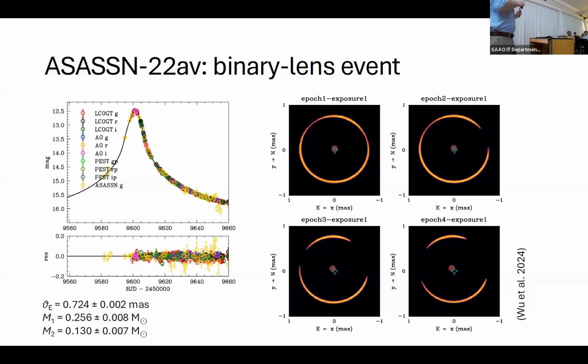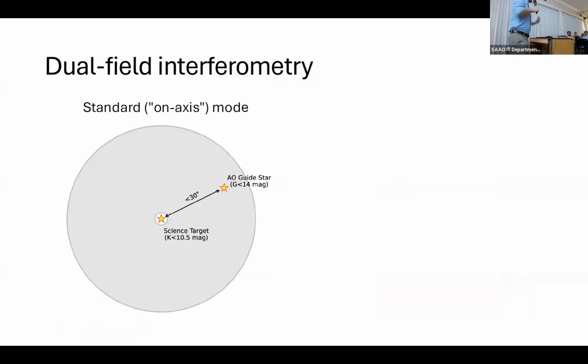This was the first binary lens microlensing event resolved with GRAVITY. Actually, in this case, we didn't have point-like images, but the images were arc-like. They had arc shapes. Nevertheless, we were able to measure the Einstein radius and the masses of both components of the binary very precisely. All of these three detections were possible because our targets were really bright, unusually bright.